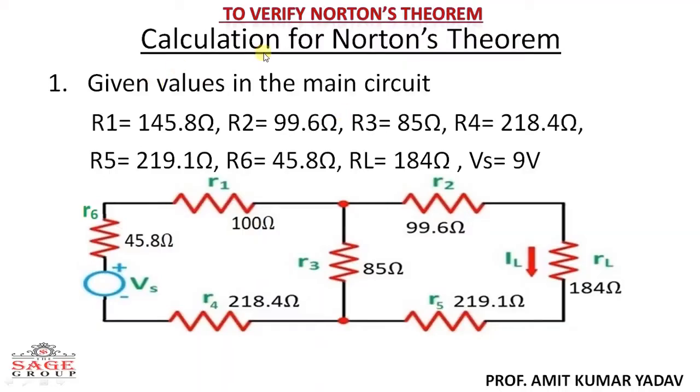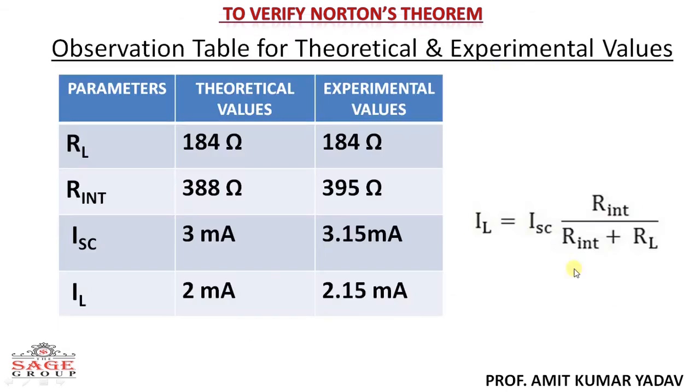Now after this experiment we can see that we have set the source voltage approx 9 volt, and these are the values of resistance connected in the circuit, and in that circuit we have taken a load terminal whose value is 184 ohm. Now in this part we are going to see what is the difference between the values of theoretical and experimental readings which we have taken in our experiment.